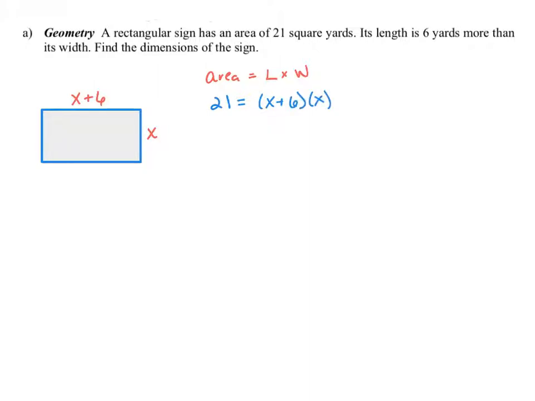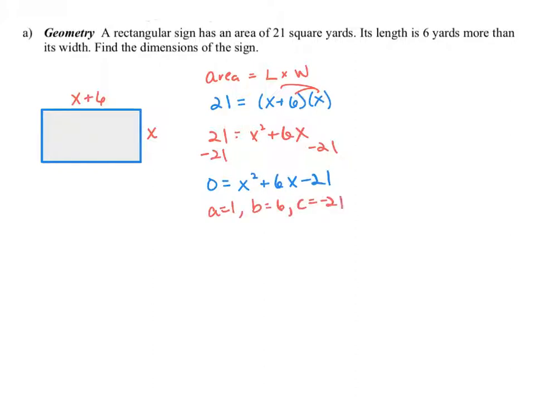This is an equation that we could solve if we were to be able to write it as a quadratic equation in the form equal to 0. So let's begin by distributing the x, and we get 21 is equal to x squared plus 6x, and then I'm going to subtract 21 from both sides so that I get 0 is equal to x squared plus 6x minus 21. This is a quadratic equation. We can use the quadratic formula, and we can see that a is equal to 1, b is equal to 6, and c is equal to negative 21.